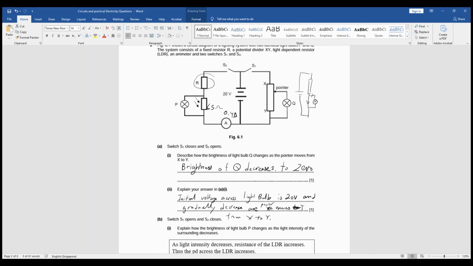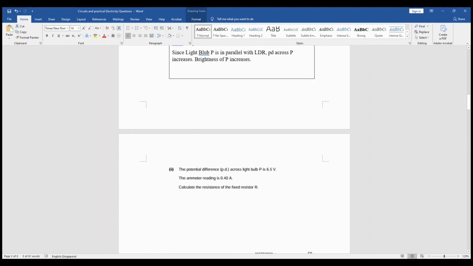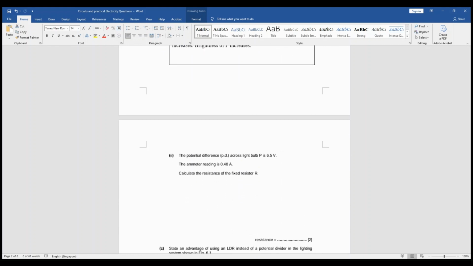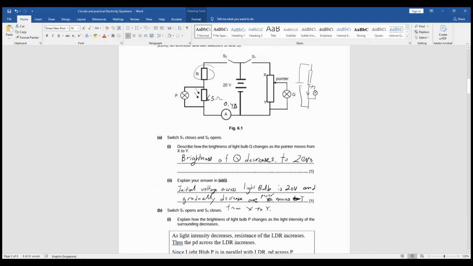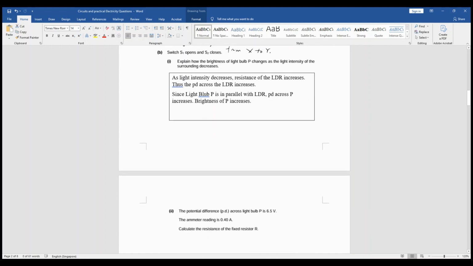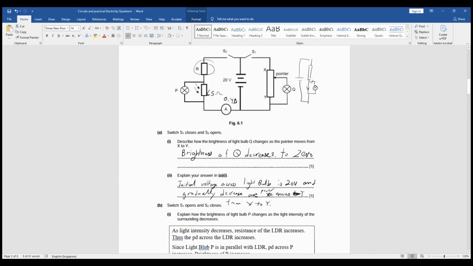So what is this? Okay, we know the total voltage is 20. Very easy way to find out. We don't need to do potential divider. We can just minus away the voltage across P. Okay. Is that the V or the wait? 6.5 is the one. Oh, it's the volt, not the ohm.